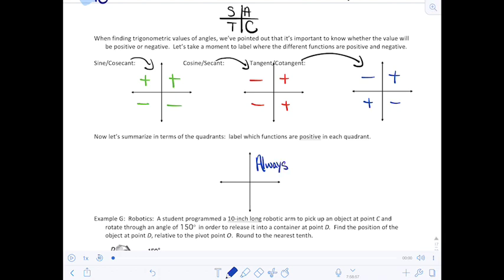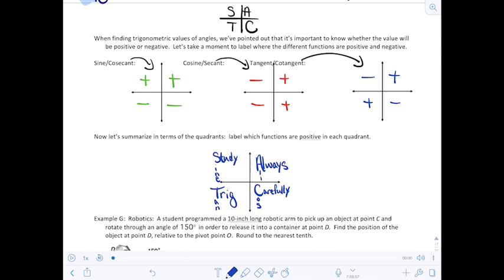Always study, which stands for sine, trig, which is for tangent, carefully. And that's for cosine. There's another saying, all students take calculus, but that's just not true. So I go with this one. This is always true. You do always have to study trig carefully, and the always stands for all.